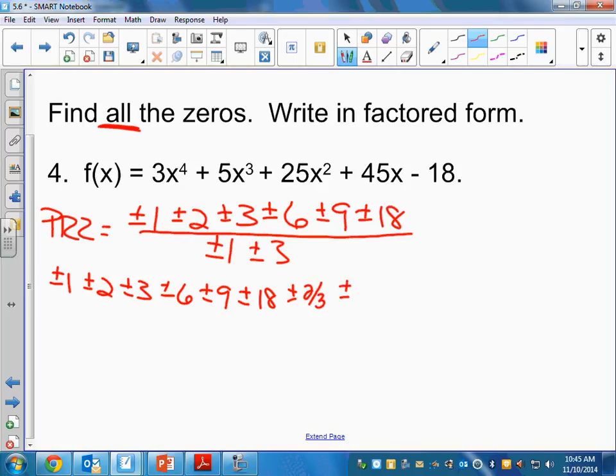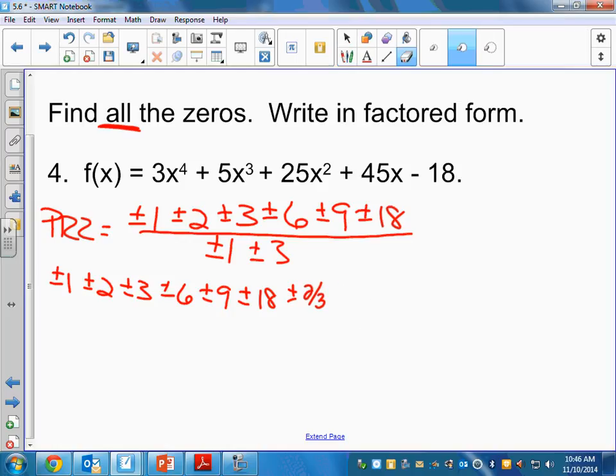You don't have to restate these, right? 2 over 3 is 2/3, but 3 over 3 is 1. We already have it. 6 over 3 is 2. We already have it. 9 over 3 is 3, not 6. We already have it. 18 over 3 is 6. So really, 2/3 is our only fraction. Do you agree with that statement? So that's not so bad, right?